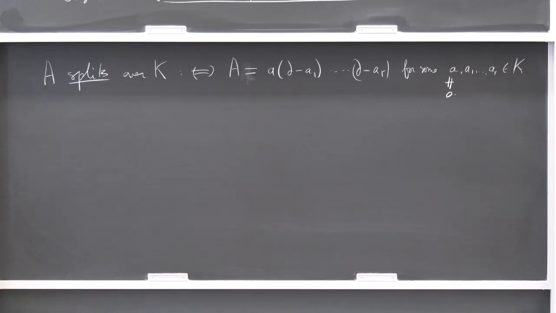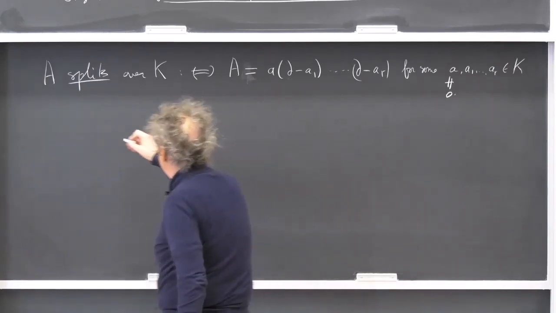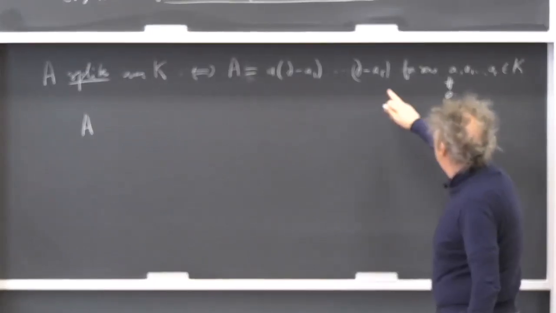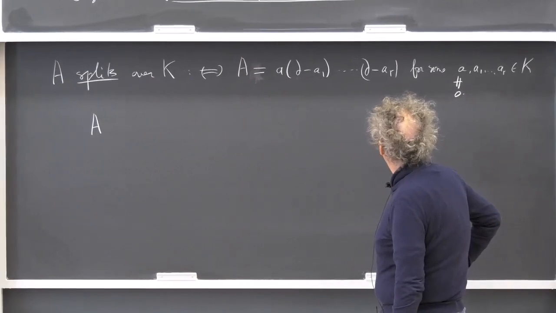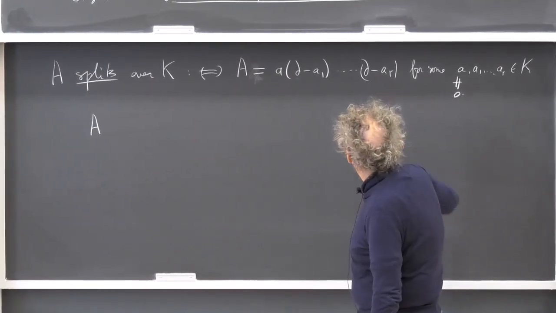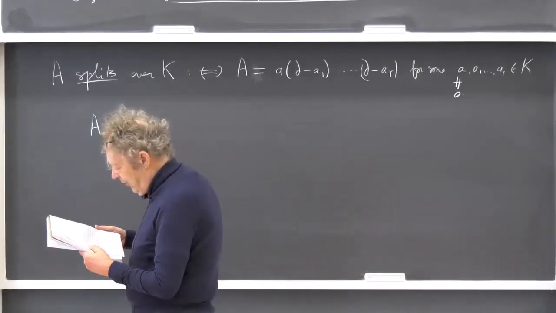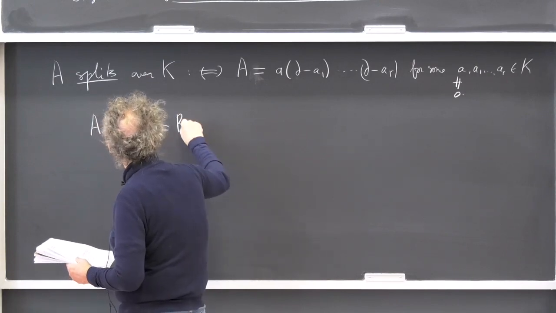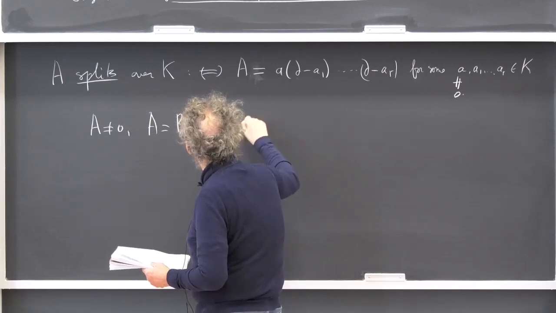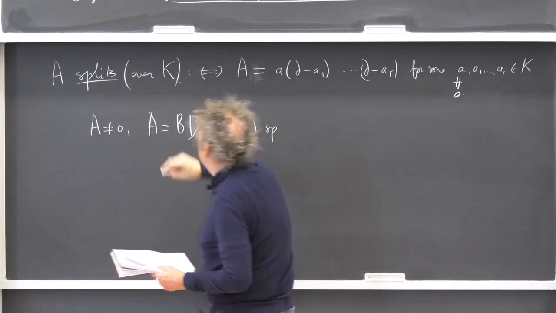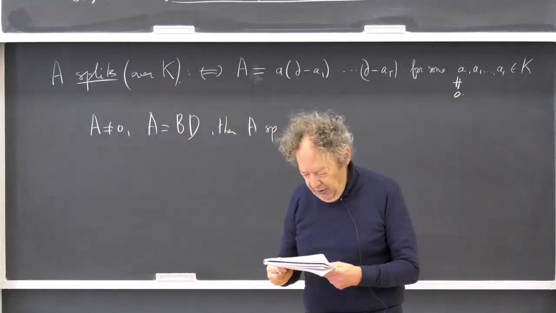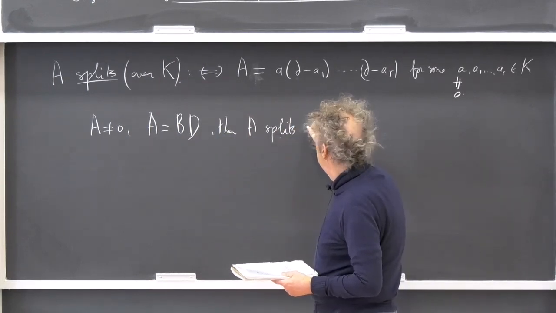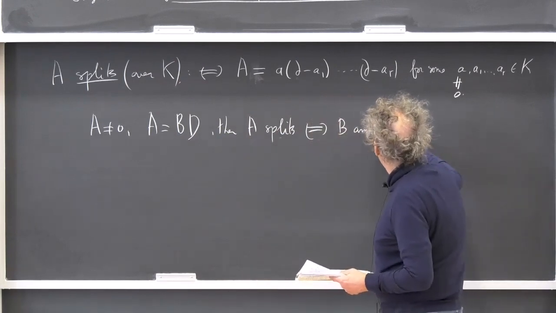Let me mention just another fact. If A is not zero and A equals BD, then A splits over K if and only if B and D split over K. I usually say you have to add this to be precise, but if K is clear from the context, then I won't mention K.